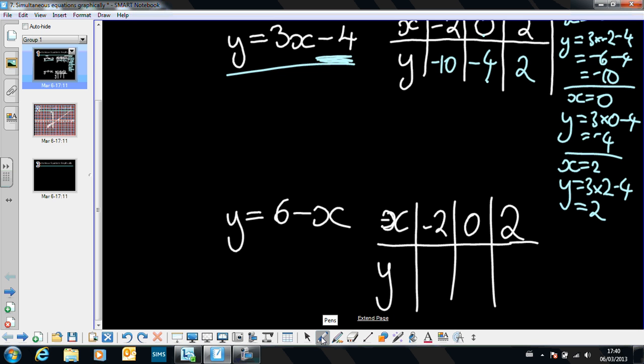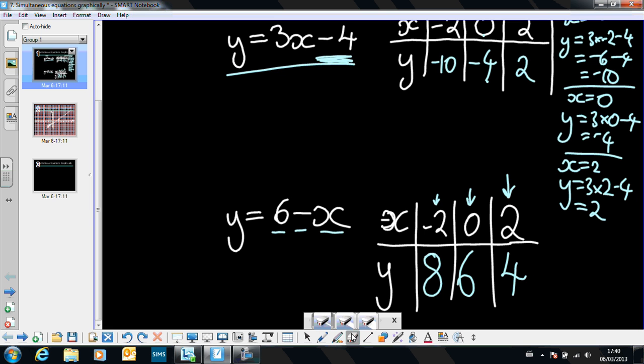So, looking here, when x is -2, 6 take away -2. If you take away -2, well, it's the same as adding. 6 take away -2 is 6 plus 2 is 8. This one, 6 take away 0 is 6. And when x is 2, 6 take away 2 is 4. So there's the points I'm going to plot.